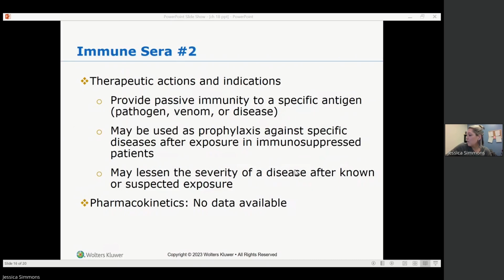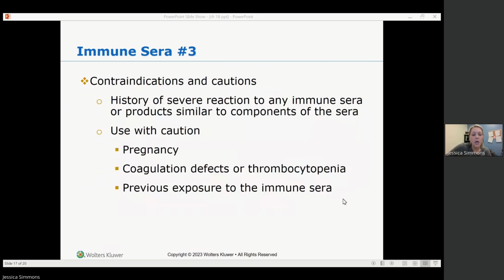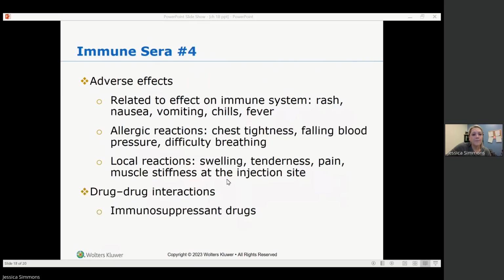Like I said, if you got bit by a snake and you have that venom, you need an antivenom immediately, and you need those antibodies now. You can't wait for your body to build up its own antibodies. So contraindications and cautions: history of severe reaction to any immune sera or products similar, and then definitely use with caution for pregnancy, coagulation defects, thrombocytopenia, and any previous exposure to the immune sera. You just want to use caution.